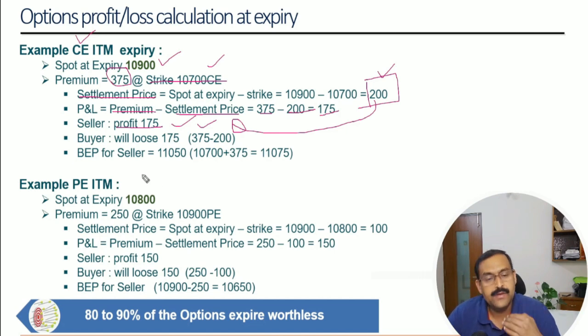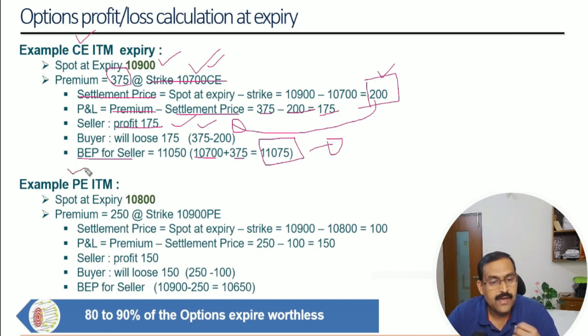So to calculate the break-even point for the seller, you simply have to add the premium received to the strike price. The strike price is 10,700 plus 375, which comes out to be 11,075 in this case. So this is the break-even point for the seller for the call option of 10,700. When Nifty expires above 11,075, then the seller will start paying more than what he has received. That is when he will start losing money. So this is how we have to calculate the break-even point for the call option.